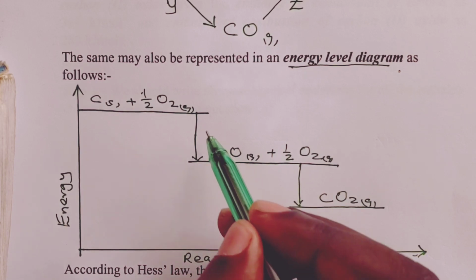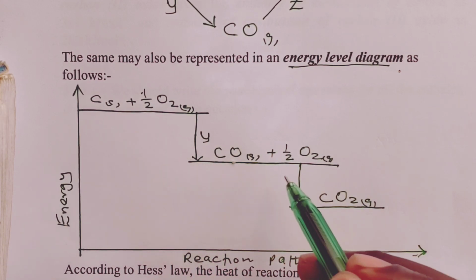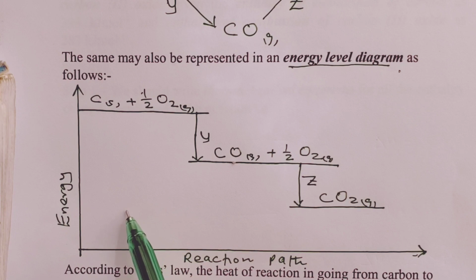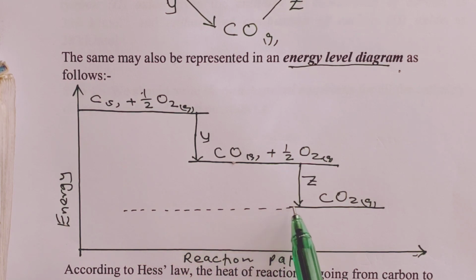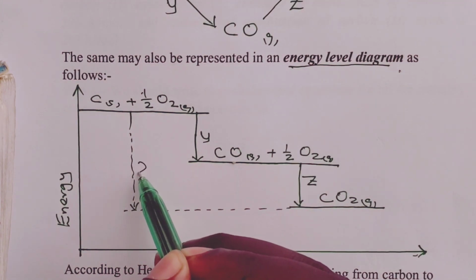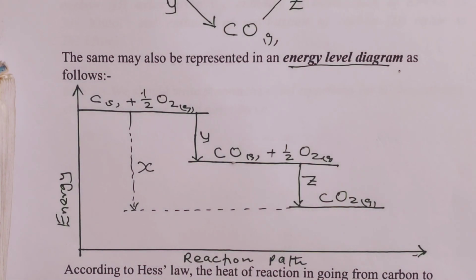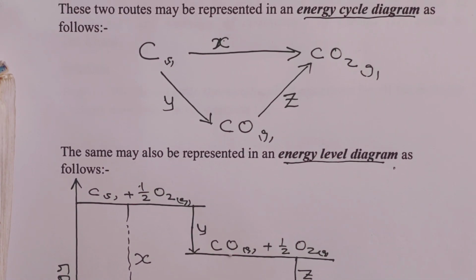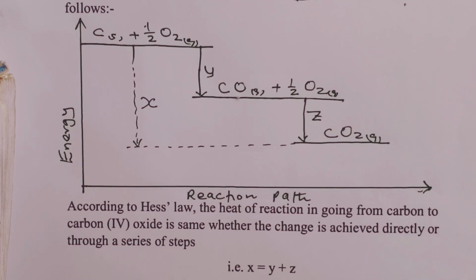So from here, this is our Y kilojoules, this is our Z kilojoules, but if I needed now the amount of energy involved for the direct route, I'm able to get it from here, and that would be my X kilojoules of energy. So those are the two diagrams that we can draw to represent the two routes that we've just talked about. First one up here being called energy cycle diagram, and then we now have the energy level diagram.